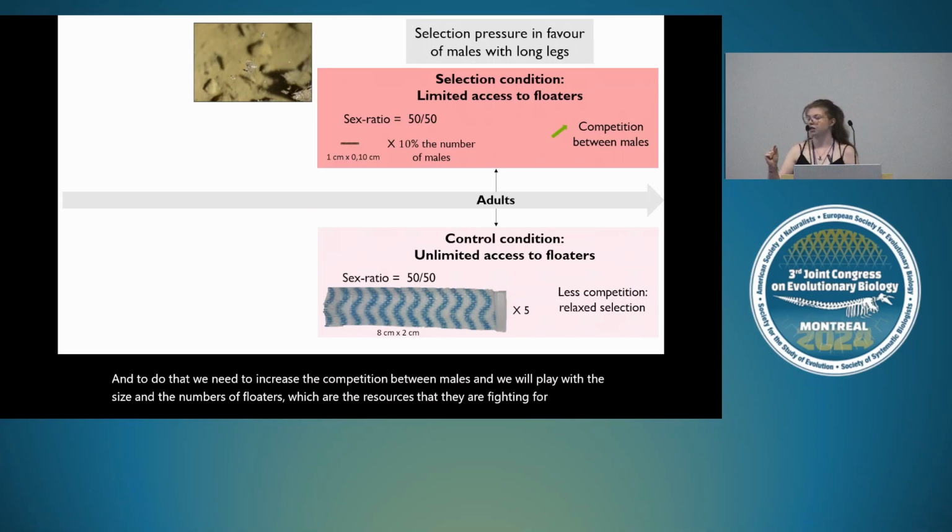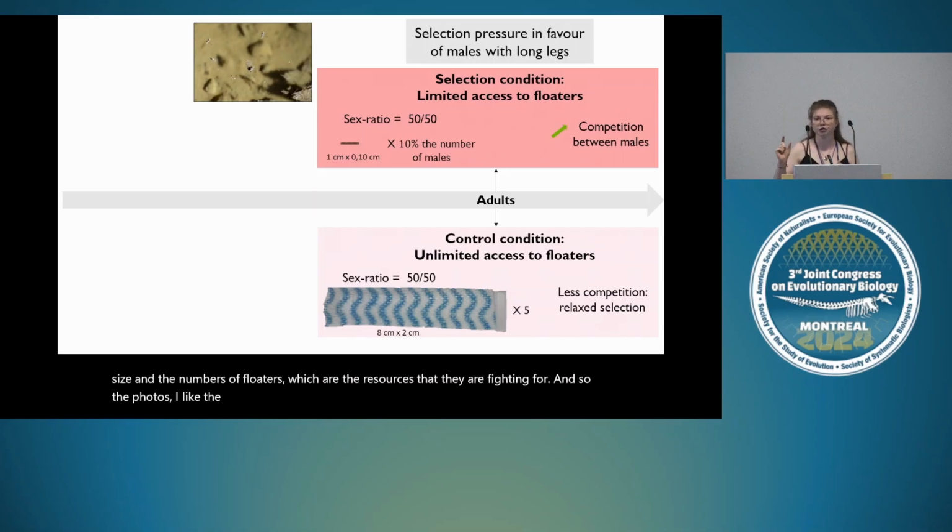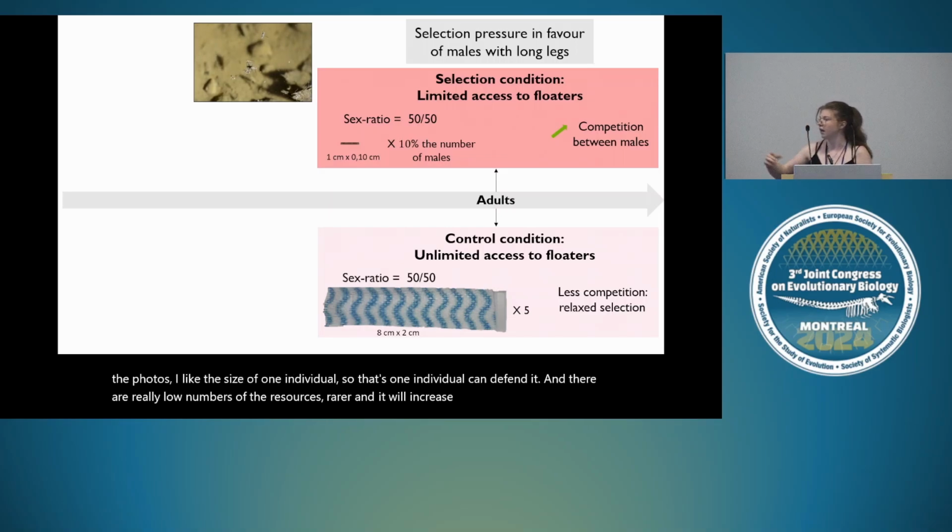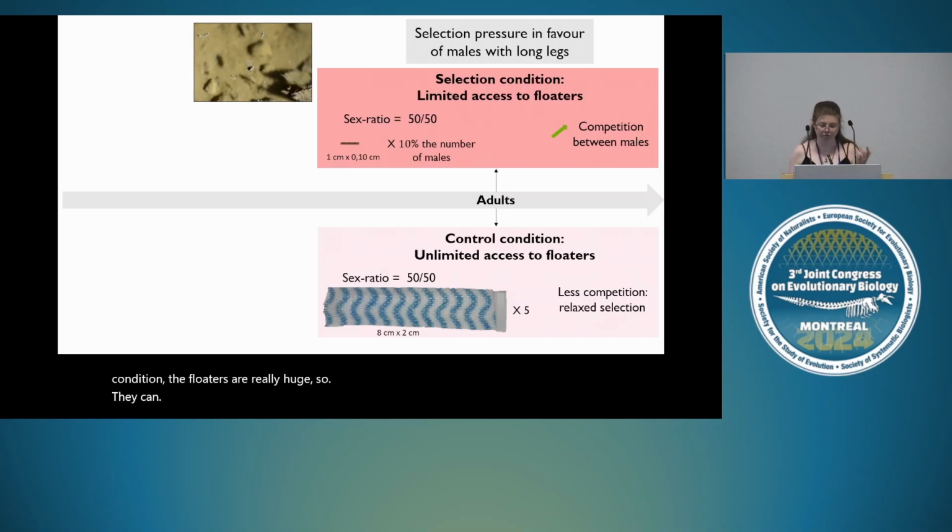In the selection condition, the floaters are about the size of one individual, so that one individual can defend it, and they are in really low numbers, so the resource is rarer and it will increase fighting. In the control condition, the floaters are really huge, so one individual cannot defend them, and so it's supposed to be a relaxed selection.